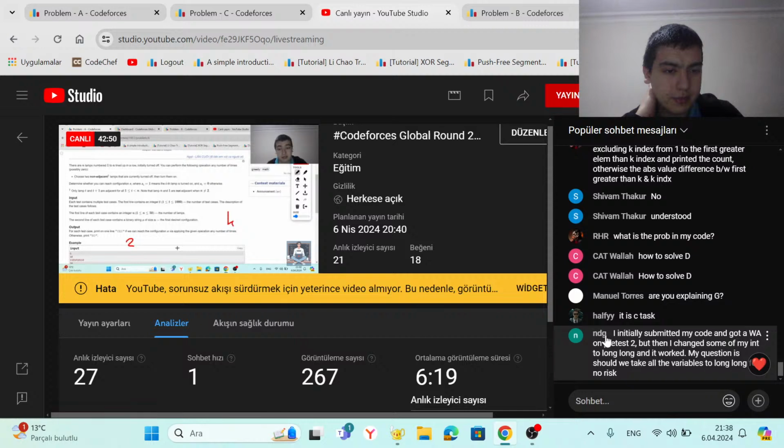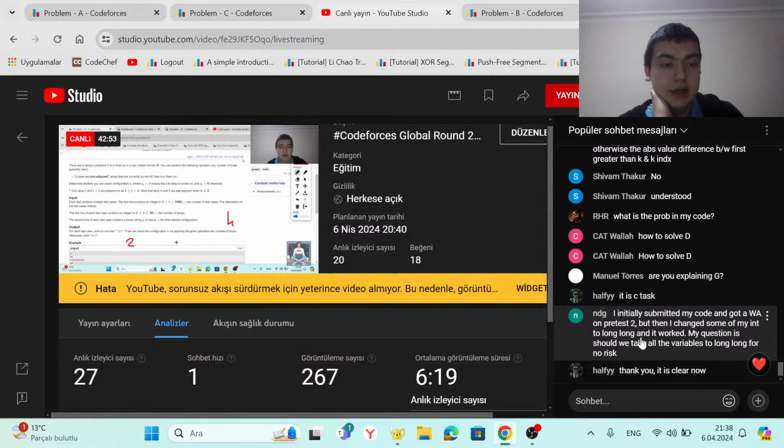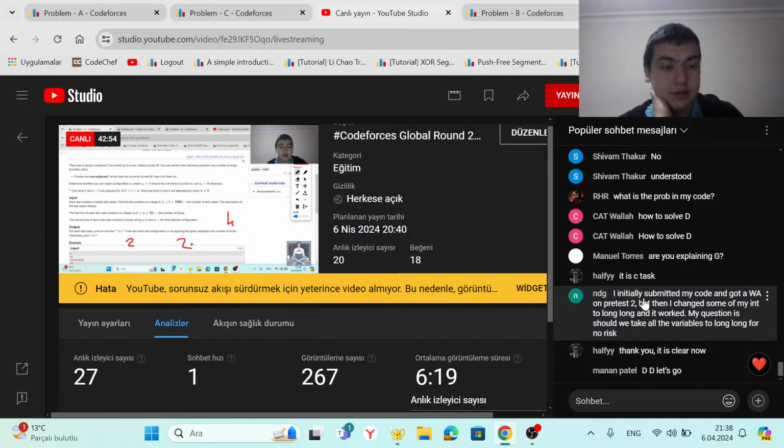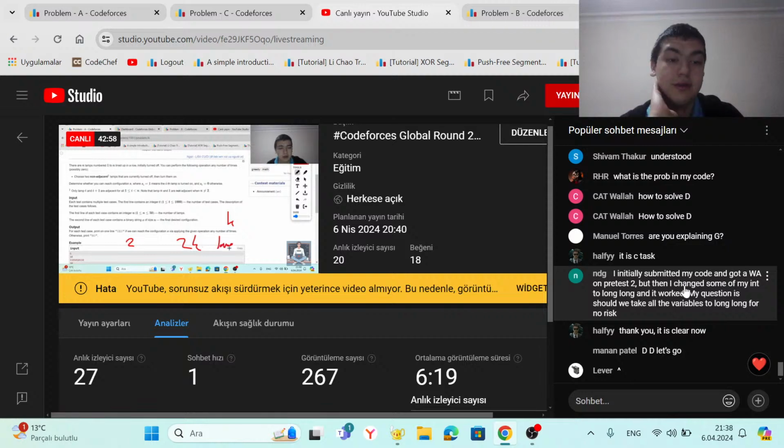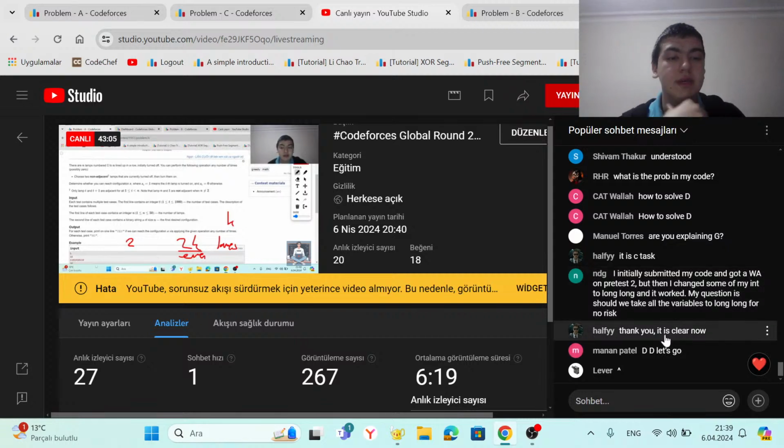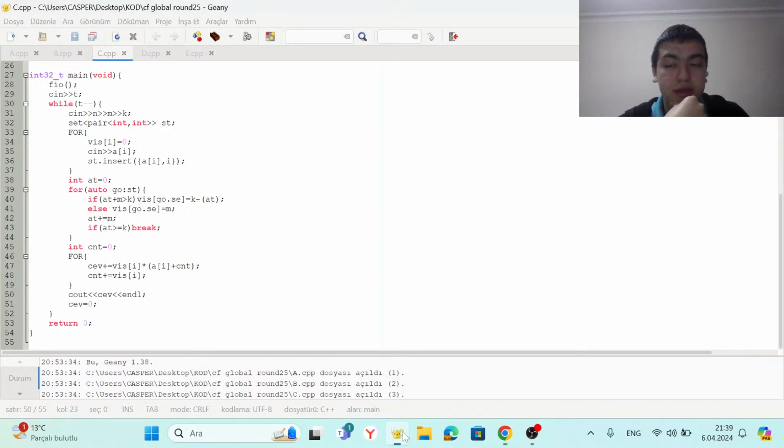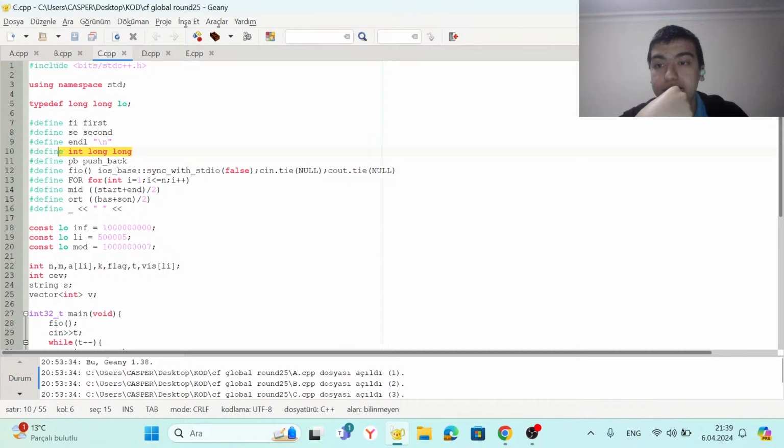There's a question like this: I initially submitted my code and got a wrong answer on pretest 2, but then I changed some of my int to long and it worked. My question is, should we take all the variables as long for no risk? I'm using something like define int long long, so that I'm using all variables as long.